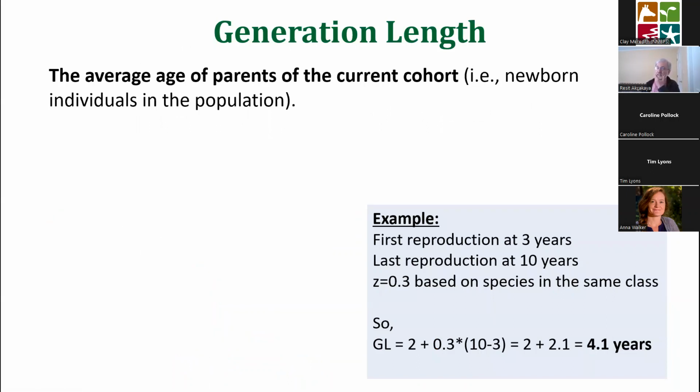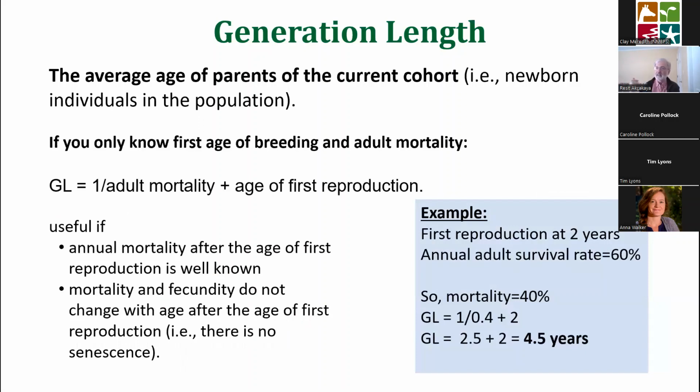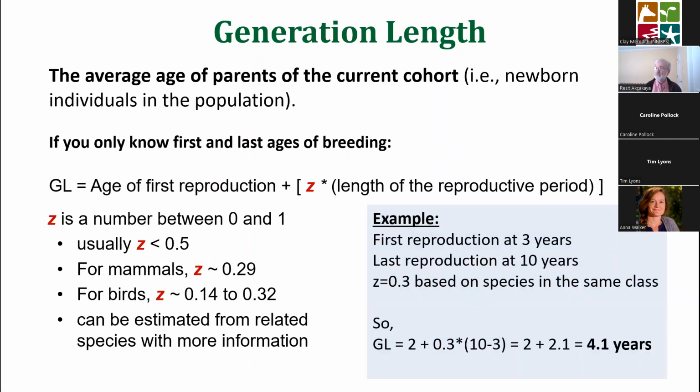But here are some examples. So what do we do when we have much less data? Suppose you only know the first and last ages of breeding, right? You know the age of first reproduction and the length of the reproductive period, the last breeding age. There's a formula for this in the guidelines.